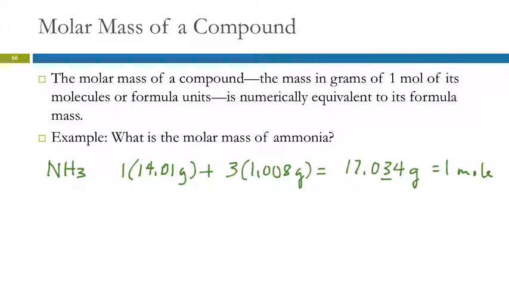What is the formula mass of ammonia? 17.034 AMUs. It's the same number. We don't actually use formula mass very often because we don't end up talking about individual formula units or molecules very often. This is the one we use the most. They are calculated in exactly the same way. The difference is the unit.